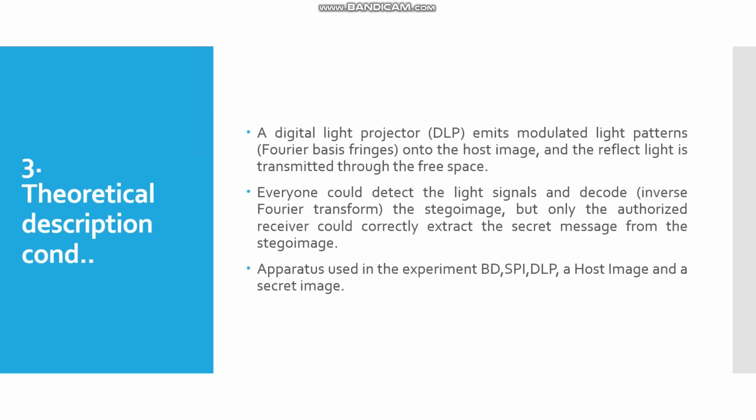So as shown in the previous image, there's a digital light projector which will be emitting modulated light patterns or Fourier based fringes on the host image. The host image is a physical image, and the reflected light will be broadcasted to everyone. Anyone can detect it, but only an authorized person can decrypt it or extract the secret message from the stego image. The apparatus being used is a bucket detector BD, single pixel imaging that is SPI, a DLP digital light projector, a host image, and a secret image.